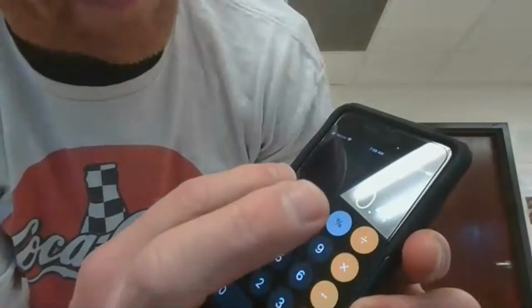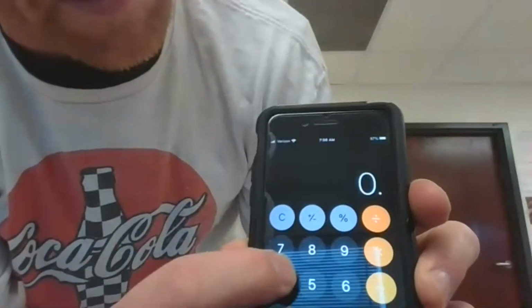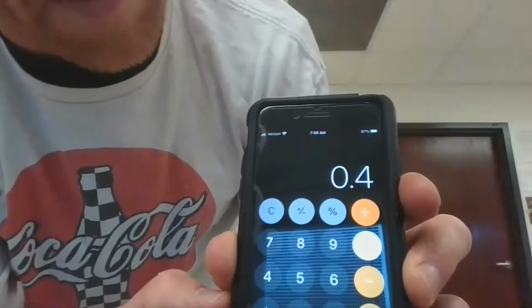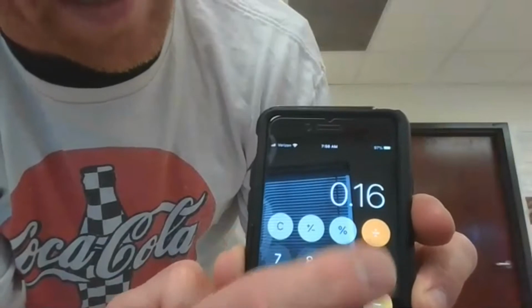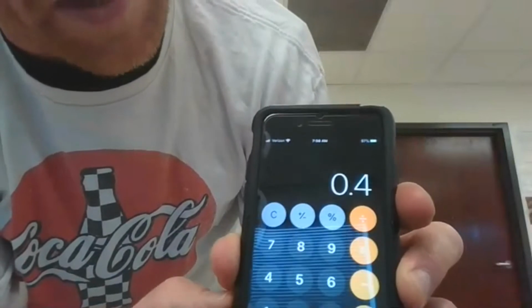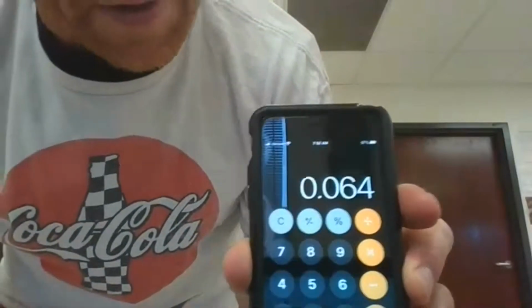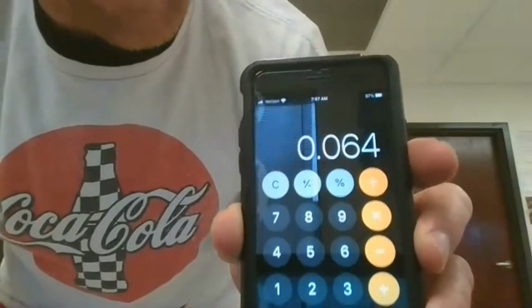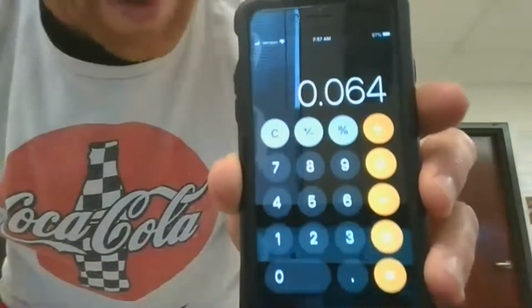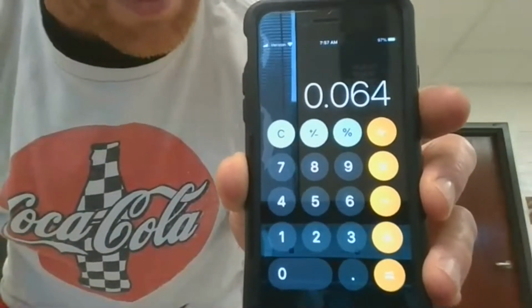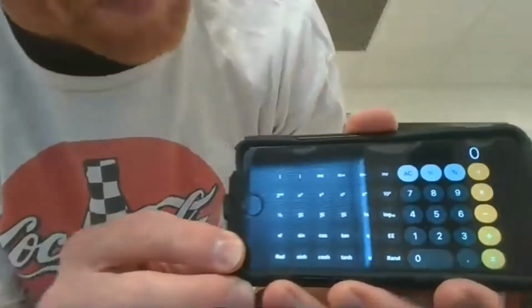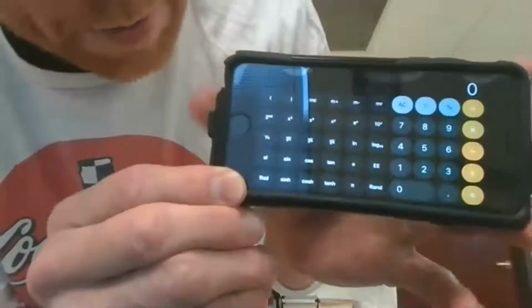Let me go back. I think I hit the wrong button. So 0.4 times 0.4 times 0.4 equals 0.064. Now, when you have the calculator held this way, there's no way to enter exponents. But if you turn the calculator like this, there are a lot more buttons.